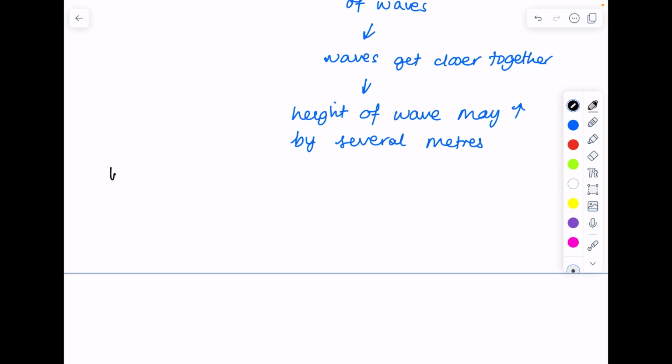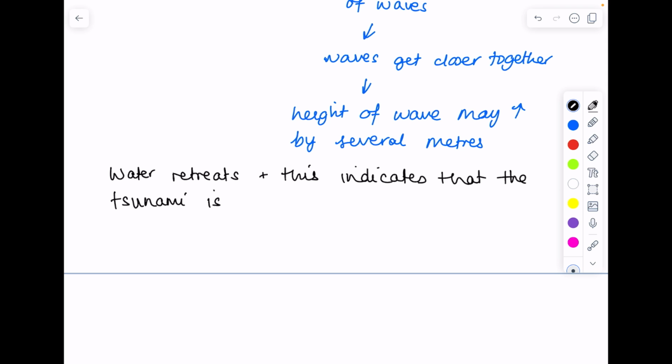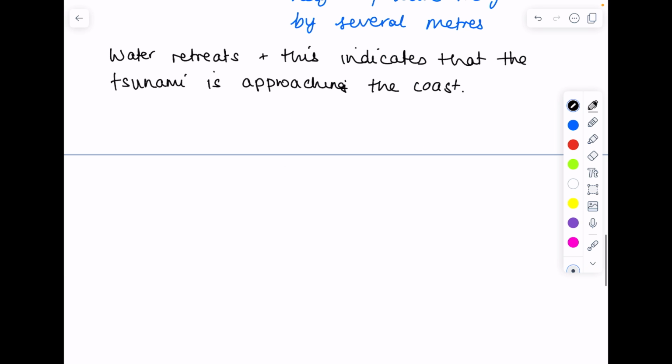And then the water retreats, and this indicates that the tsunami is approaching the coast. And then you get the huge waves which are characteristic of the tsunami.